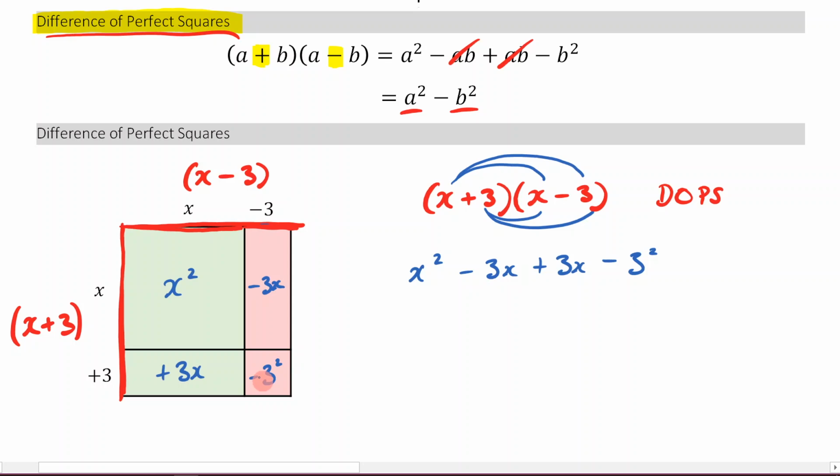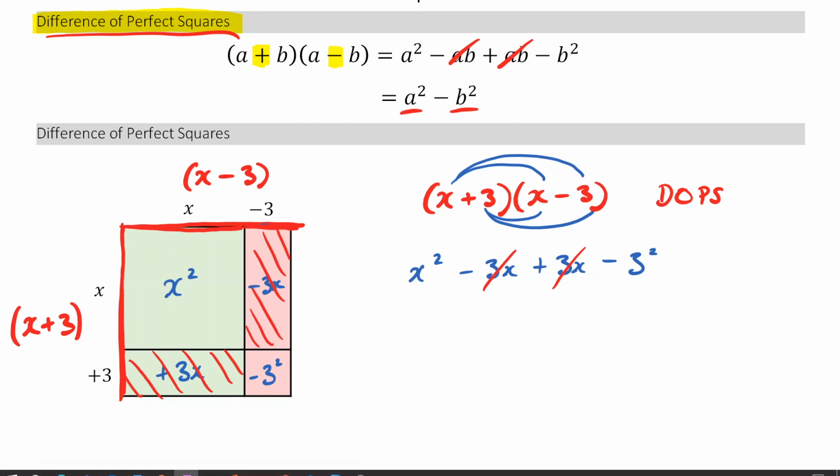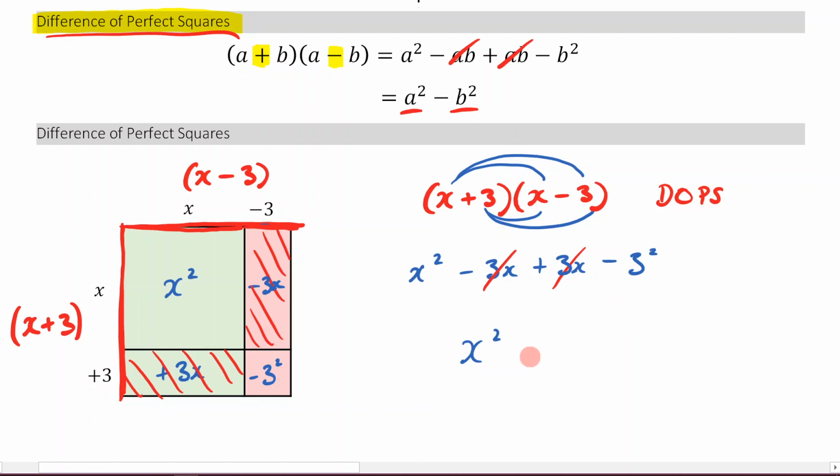Now, hopefully what you can see here immediately is that this -3x and positive 3x are going to go away. And if we think about it in terms of this visualization here, this is the same area as this, but they just have different signs, so they just cancel each other out. So that means what I'm left with is this x squared, then minus 3 squared.